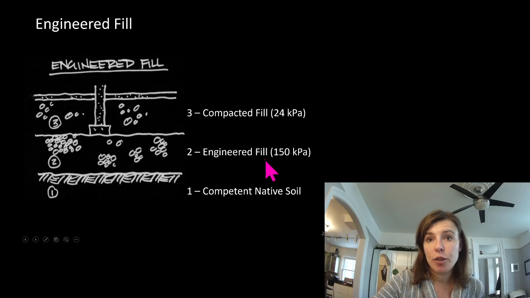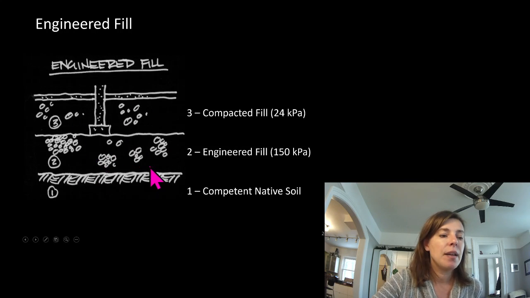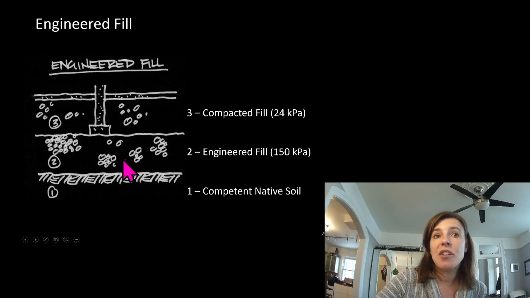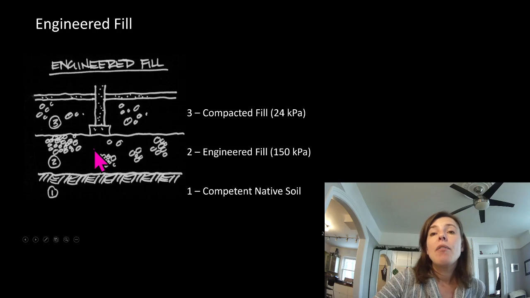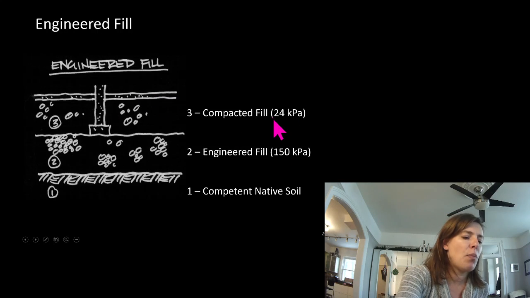I have a very large project right now that has engineered fill going in on site. Actually, two projects right now going in with engineered fill on site. So they get down to a level that the soil is good and then build back up with engineered fill. Or basically fill from another site, but they've calculated its capacity. And then they compact this soil to 24 kPa. And you'll see why 24 kPa is important in a few minutes.